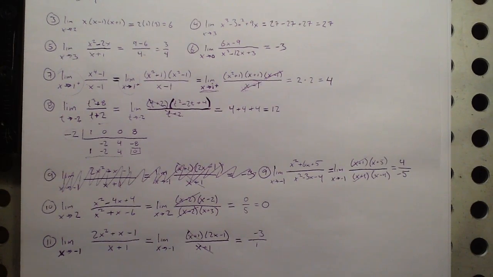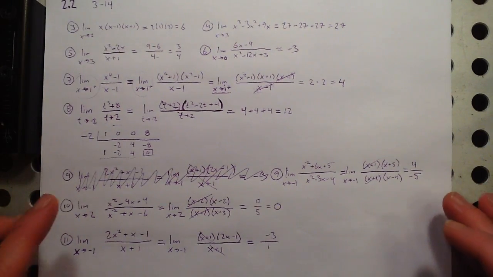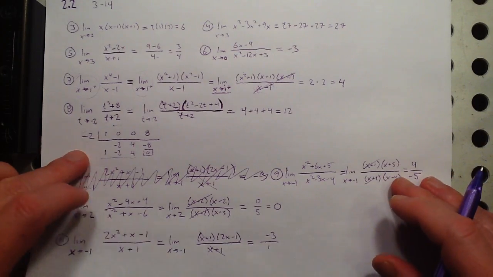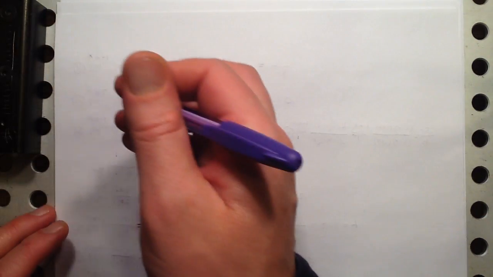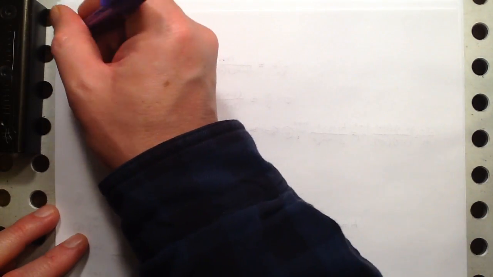All right, sorry for that confusion there. You probably weren't confused there. You just knew that I was making a mistake. All right, where are we now? Number 12.